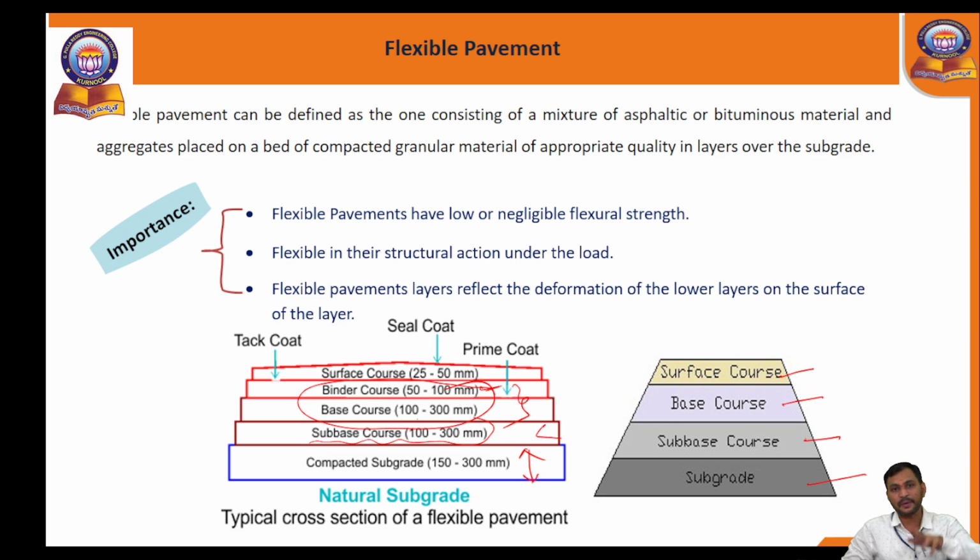So due to the climatic changes, if there is any rain or any summer temperature, what will happen in the summer season? Any expansion or contraction will happen. Why? Because in this flexible pavement of roads we are using the bituminous material.